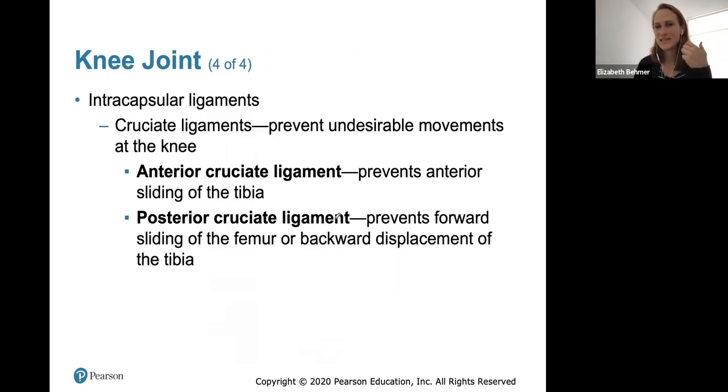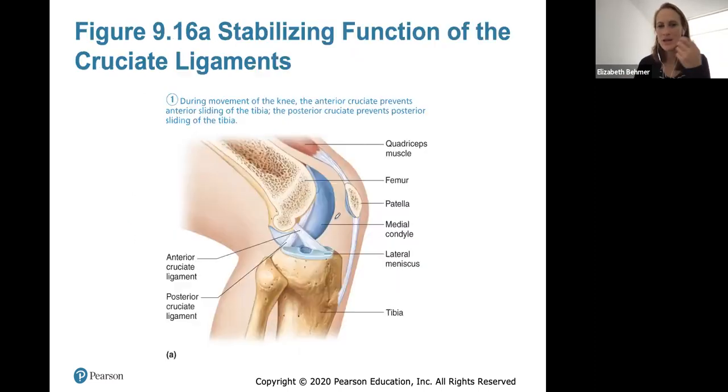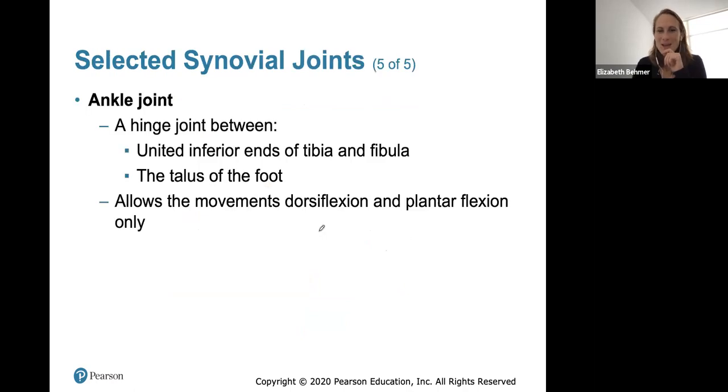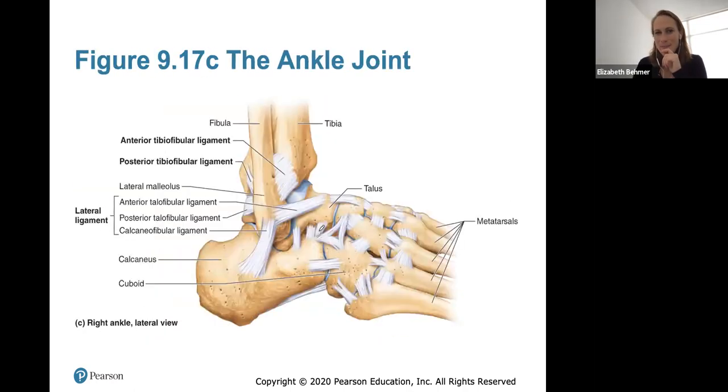And these slides describe a little bit more about those ligaments and what they prevent. And you can see how these ligaments bend when your knee bends. All right, the ankle joint, I'm also going to skip over.